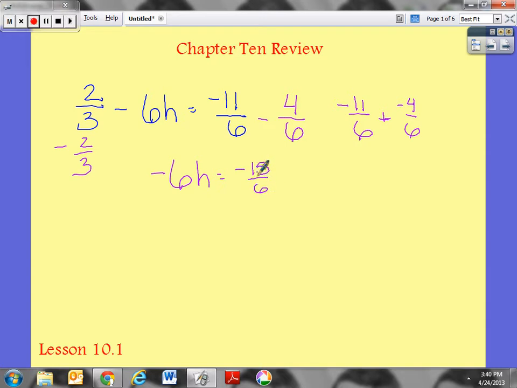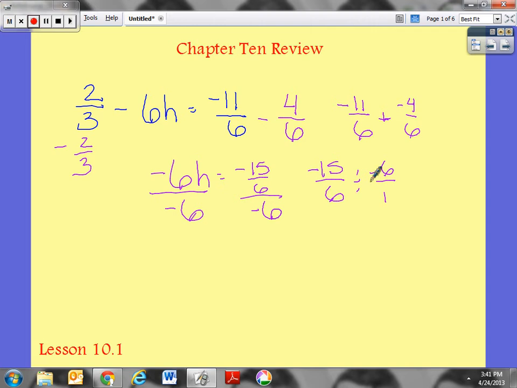Now that can be simplified, but I'm going to hold off on simplifying just yet. I'm going to go to the next step, which is negative 6h equals negative 15/6. What I'm going to do is divide both sides by negative 6. So we have negative 15/6 divided by negative 6 over 1.